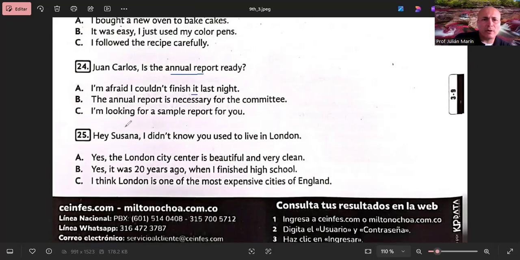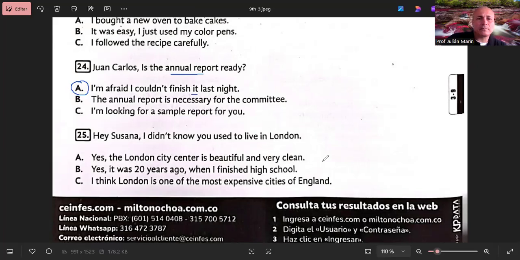C, I'm looking for a sample report for you. Okay, this one could answer the question, not directly, but in the context wouldn't be useful because they're not asking for a sample report. They're asking for the report, the annual report, the one with the information that is reflecting what happened during the year, a company or any other process, right? So that is why C is not a good option. I would suggest A.